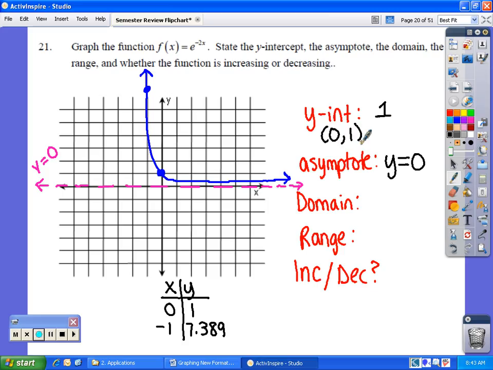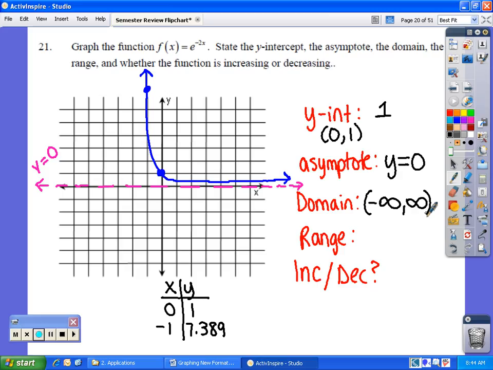Doesn't matter. The domain is all of your values from left to right. So as we go to the left, the values increase. As we go to the right, the values increase. So from left to right, the values all increase. So our domain would be from -infinity to +infinity.